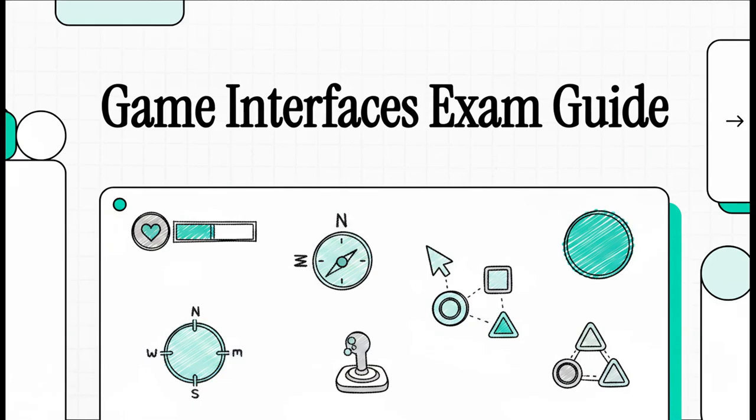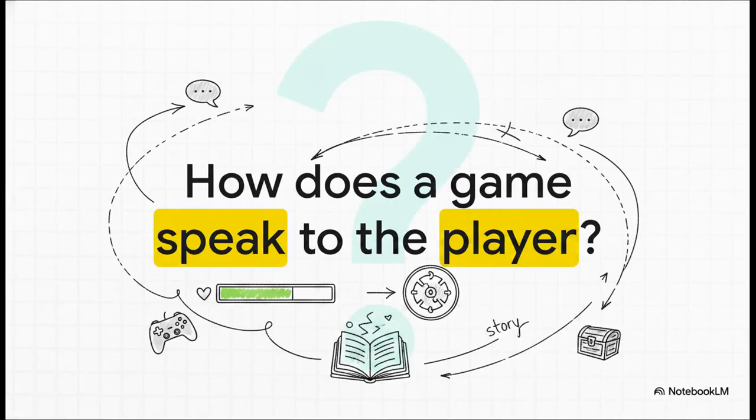All right, if you're deep into game design studies, you know that getting your head around user interfaces is just non-negotiable. So today, we're going to break down the 4 main types of game interfaces into a super clear guide. I promise, by the end of this, you'll have a simple way to look at any game and totally nail those exam questions. Everything really just boils down to this one question.